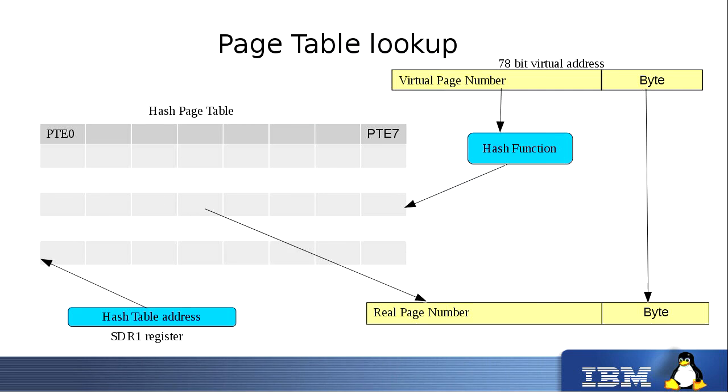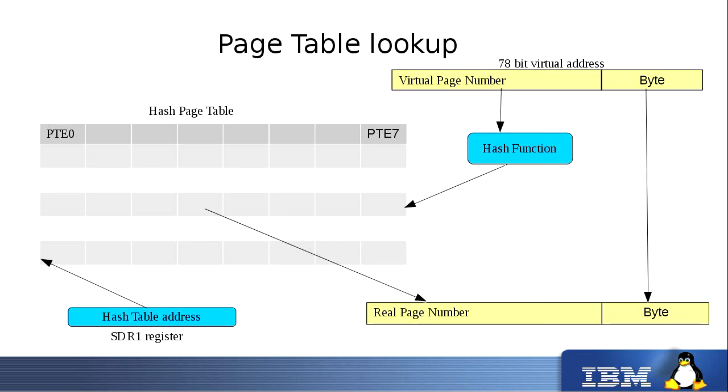Now that slot contains two pieces of information. One is the virtual page number and the other is the real page number. So I take the real page number out of that, take the byte offset, and I get the final real address for the effective address being dereferenced. So this is how a Power8 MMU works.